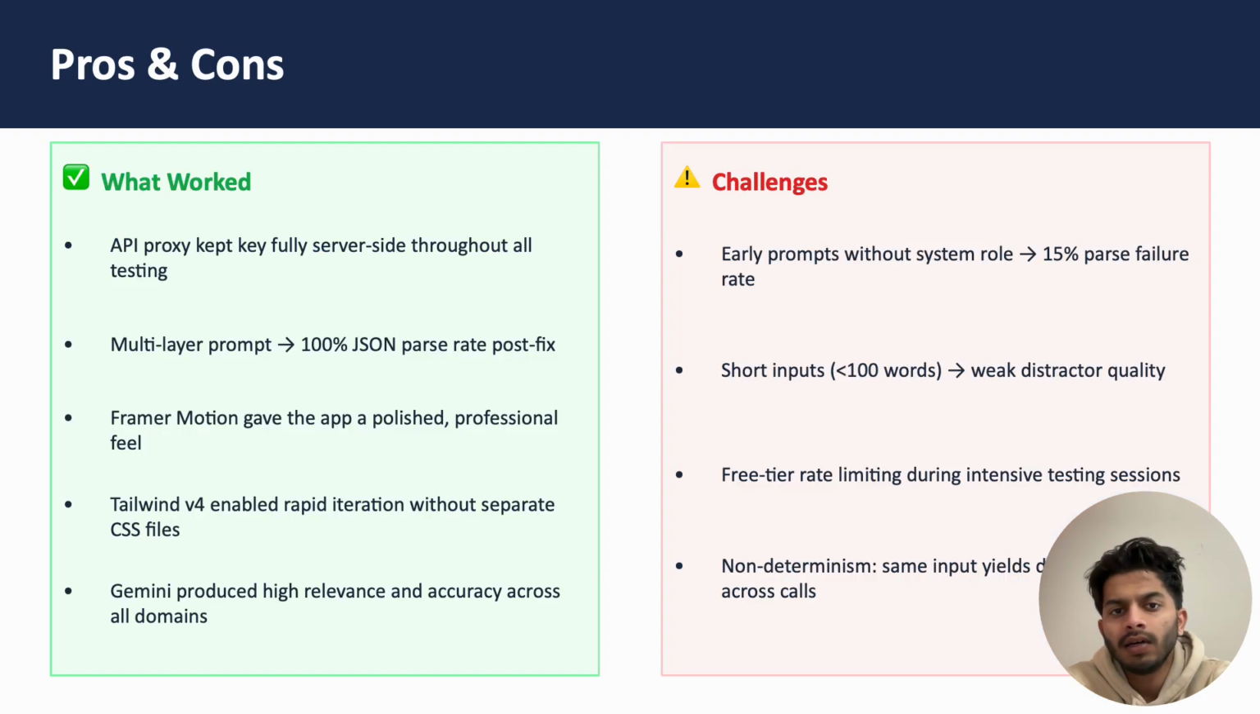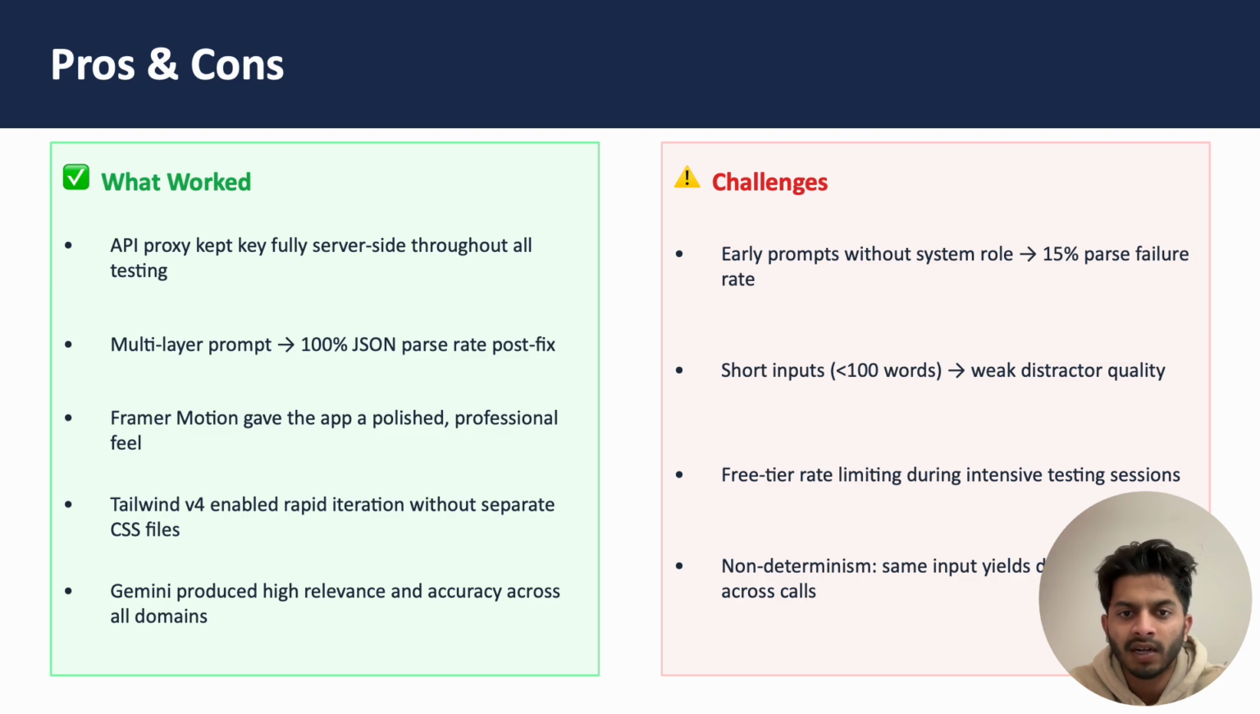On the pros side, the API proxy security pattern worked exactly as designed throughout all testing. The multi-layer prompt strategy brought the parse failure rate from 15% down to zero. Framer Motion made the user experience feel genuinely polished. Tailwind CSS v4 allowed rapid iteration. I could completely restyle a component just by editing class strings. And Gemini produced high quality questions across every domain I tested without any fine tuning.